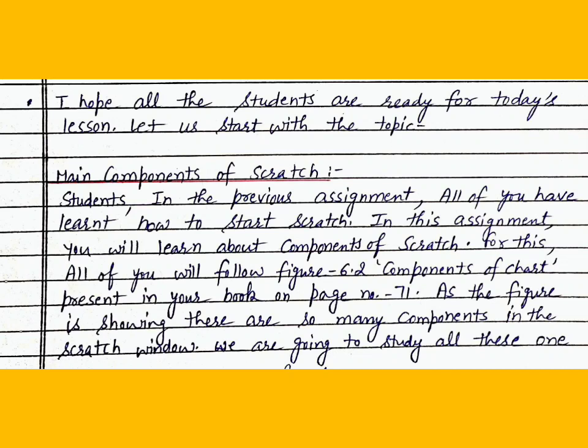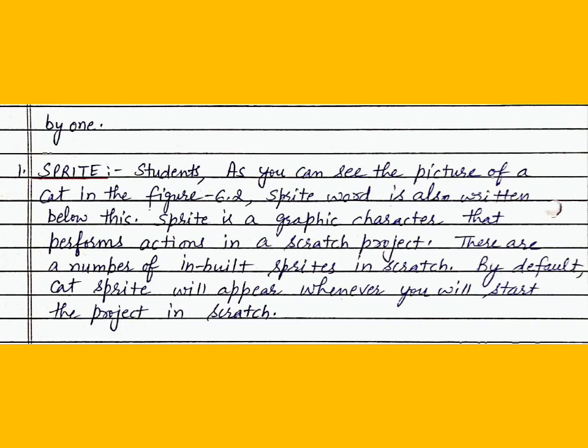For this, all of you will follow figure 6.2, components of Scratch chart, present in your book on page number 71. As the figure is showing, there are so many components in the Scratch window. We are going to study all these one by one. Number 1. Sprite. Students, as you can see, the picture of a cat in figure 6.2, the word sprite is also written below this.